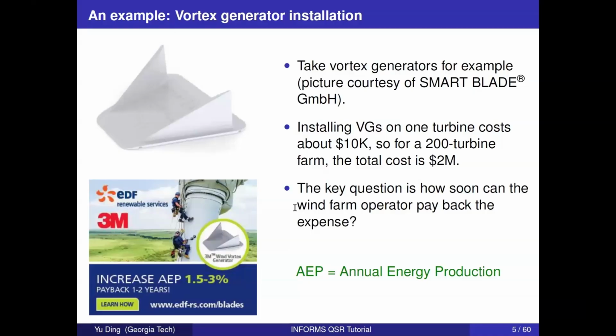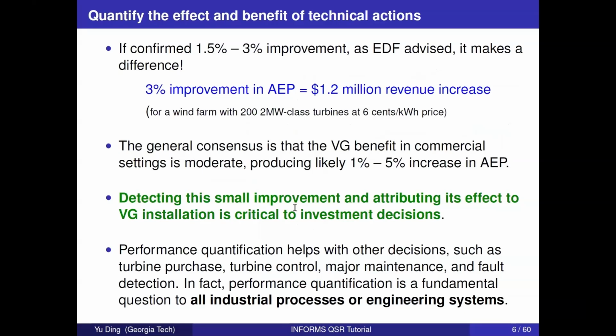If you can produce 1.5 to 3%, you can pay back this $2 million investment in about 1 to 2 years, right? We did a simple calculation. For 200 wind turbines of 2 megawatt class, 3% AEP generates $1.2 million revenue increase. This assumes the electricity is sold at 6 cents per kilowatt hour. If the price is higher, you can get more revenue back. Two years is $2.4 million, which pretty much pays back the principal together with the interest, right?